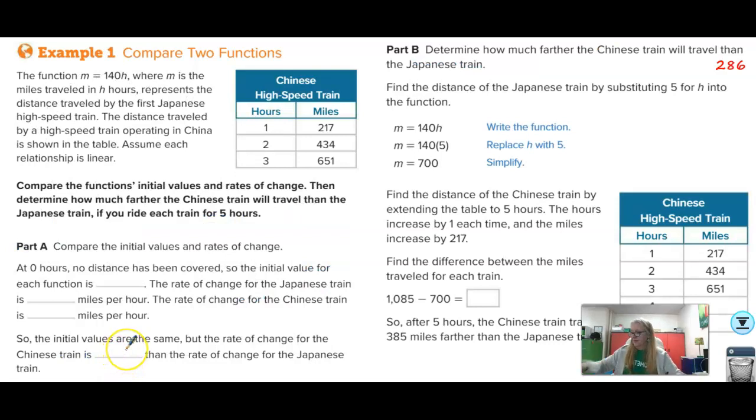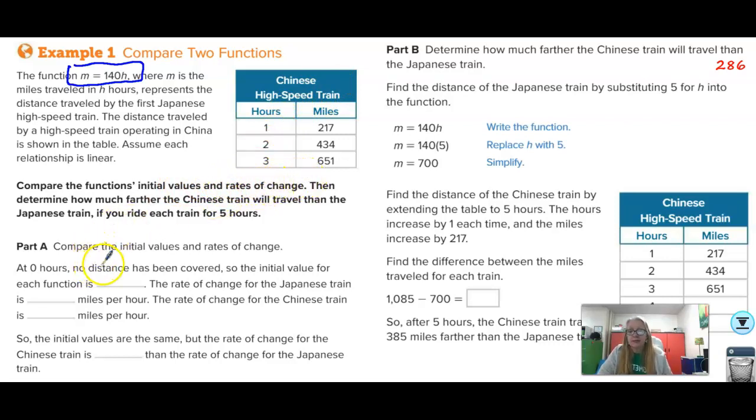Oh wow, there's a lot of blanks, and I always have trouble guessing what they want you to say in those blanks. We have a function m = 140h, where m is the miles traveled in h hours, represents the distance traveled by the first Japanese high-speed train. The distance traveled by a high-speed train operating in China is shown in the table. So this is the equation for the Japanese train, and this is how you would find the equation for the Chinese train, okay? So compare the function's initial values and rates of change.